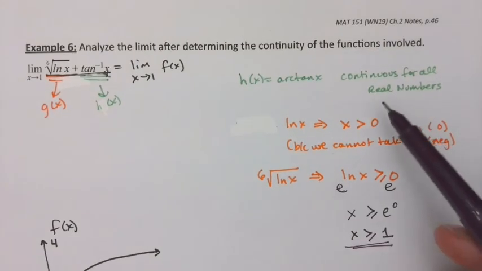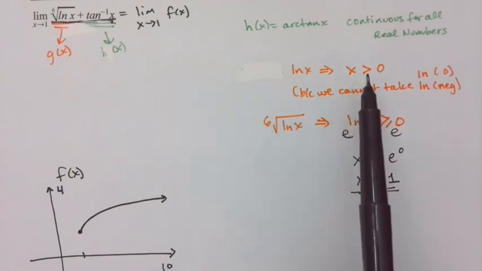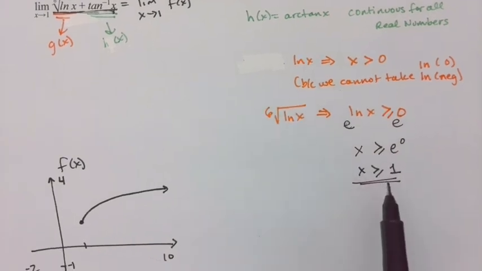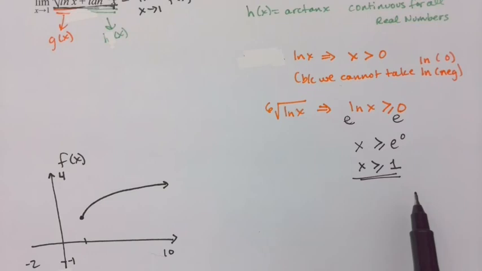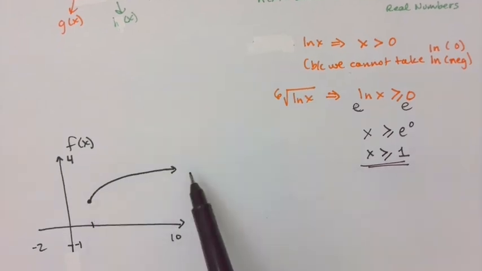So the arctangent gave me no restrictions, but the natural log gave me x greater than 0, and then the 6th root part gave me that x was greater than or equal to 1, and I can't go any lower than that. That's why when I graph this, it's going to start at 1 and move its way over. So I know that the function is continuous everywhere past 1, from 1 to infinity.